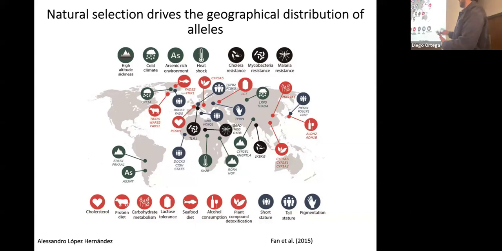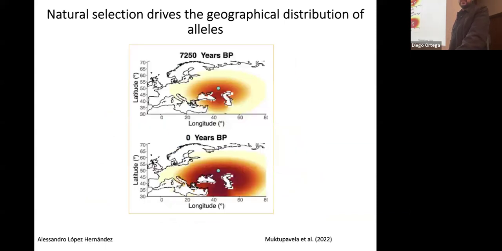Because there's an important geographical component, we wanted to look at this problem and see if we can use geographical information to infer how natural selection is acting. There is some previous work that has been done in this space. For example, Mathieson and Coop developed a method to use ancient DNA and present-day DNA to infer the impact of natural selection acting on a new advantageous mutation.